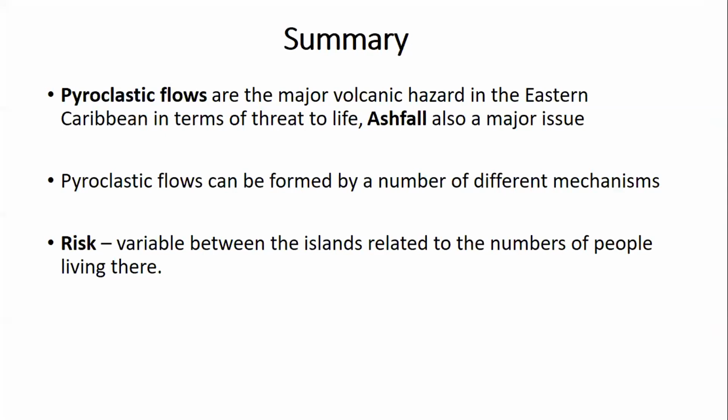So just to summarize some of the main points: pyroclastic flows are the major hazard, and there has been significant loss of life over the last 100 years or so in the Eastern Caribbean region from several volcanoes. Ashfall is also a major issue, though I've not focused on that so much. One of the key takeaway points is that these pyroclastic flows can be formed by a number of different mechanisms: mountain collapse, dome collapse, or lateral blast. And the risk in terms of numbers of people and proximity to these volcanoes varies considerably between the different islands. Thanks very much for listening. I'll take questions.